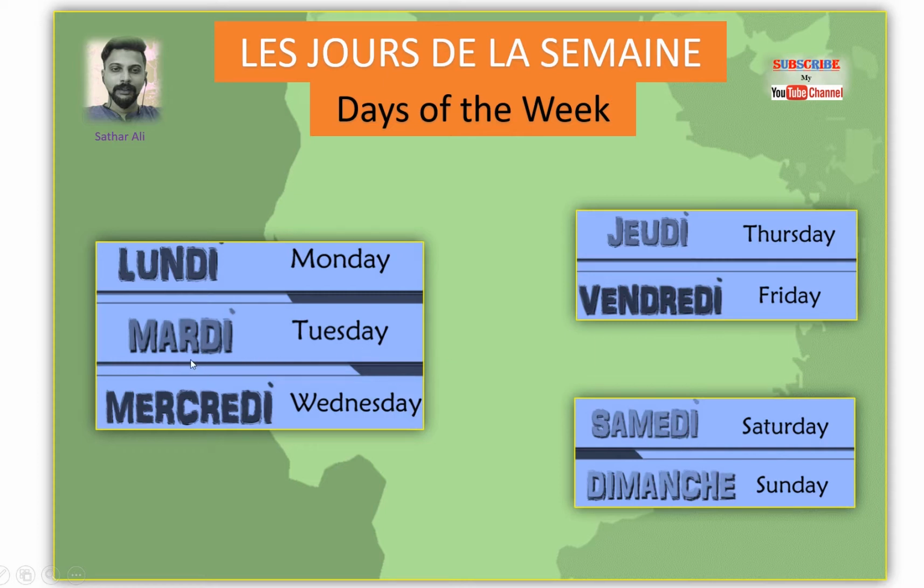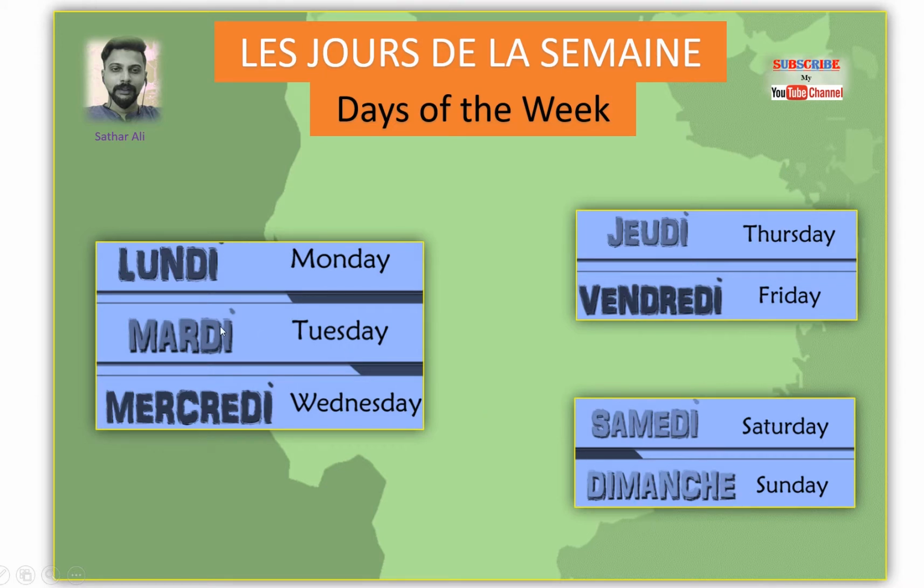In the alphabet we learn the sound h, so mardi, mercredi, jeudi, vendredi, samedi, dimanche. So lundi, mardi, mercredi, jeudi, vendredi, samedi, dimanche.